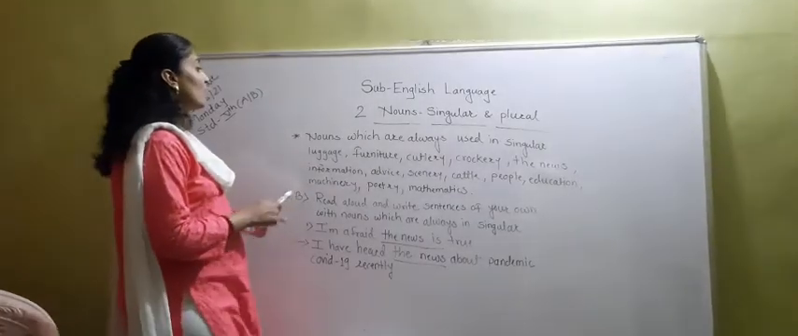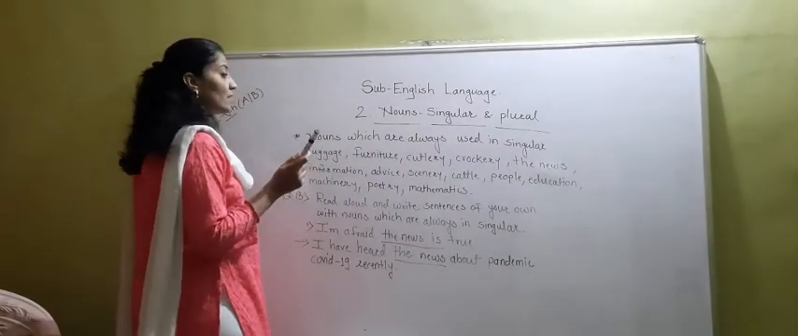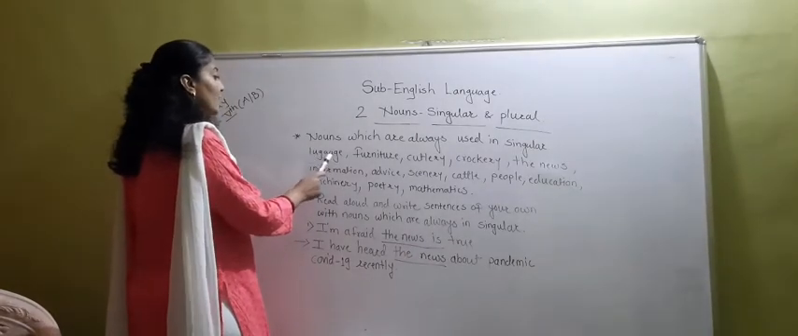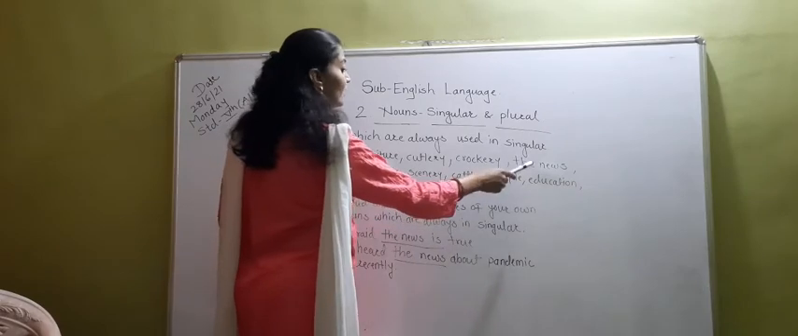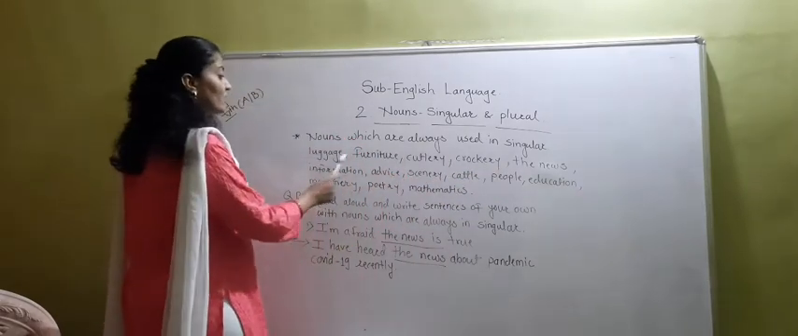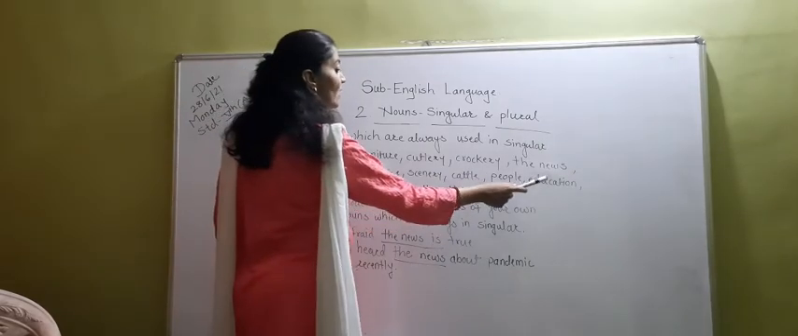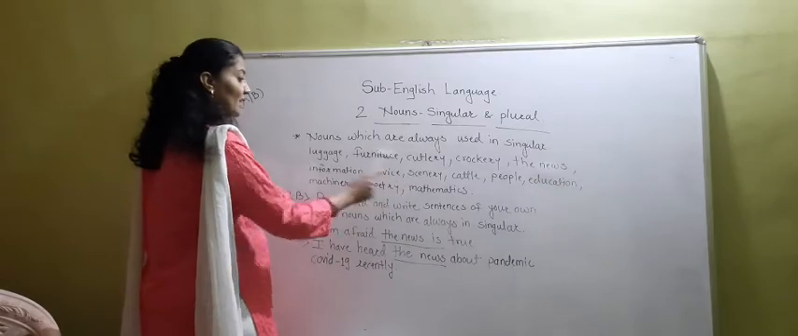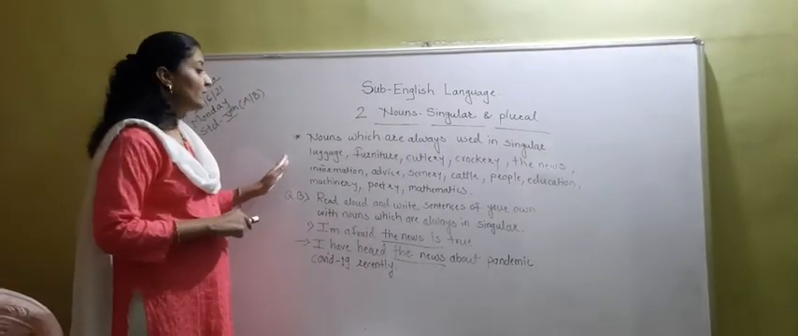Now students, see nouns which are always used in singular, means they are used in singular only. The examples are luggage, furniture, cutlery, crockery, the news, information, advice, scenery, cattle, people, education, machinery, poetry and mathematics. Now students, I hope this is clear to you.